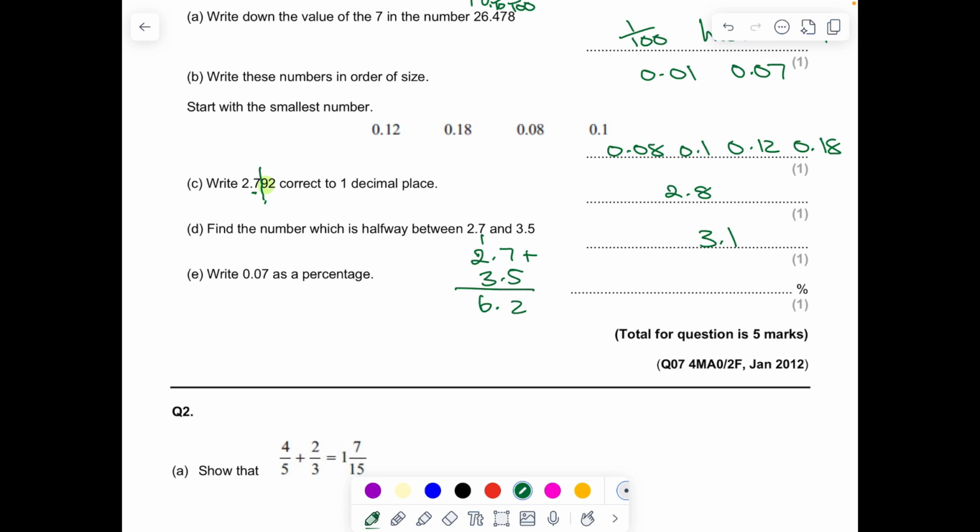Write this decimal as a percentage. Times it by 100 to write it as a percentage, and that gives you 7%.